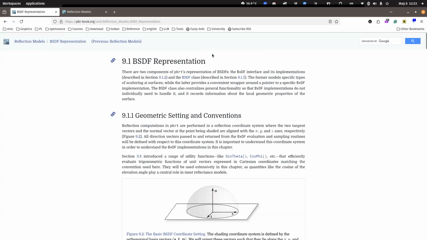So, BSDF representation. There are two components of the PBRT representation of BSDF. They have a BxDF interface and its implementations, and the BSDF class. The former models specific types of scattering at surfaces, while the latter provides a convenient wrapper around the pointer for a specific BxDF implementation. The BSDF class also centralizes general functionality so that the BxDF implementations do not individually need to handle it, and it records information about the local geometric properties of the surface.